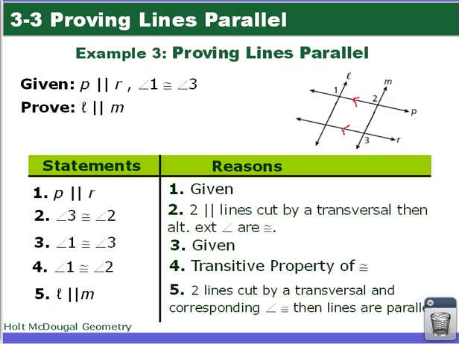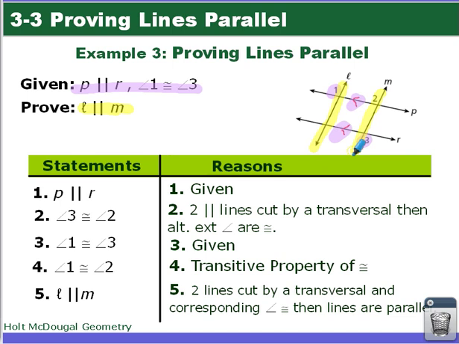We're going to quickly run through a little proof using these postulates and theorems. We've been given the fact that P is parallel to R and angle 1 is congruent to angle 3. Here are the parallel marks, angle 1 and angle 3. We're going to figure out what kind of angles they are with regards to the transversal, and then prove, what do we want to prove? We want to prove that L is parallel to M. So we want to prove that these two lines are parallel.